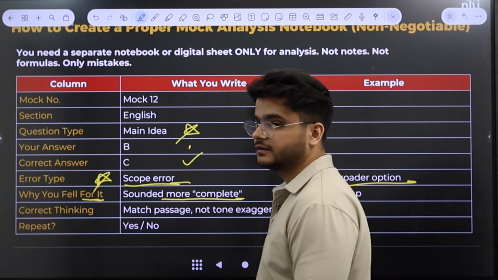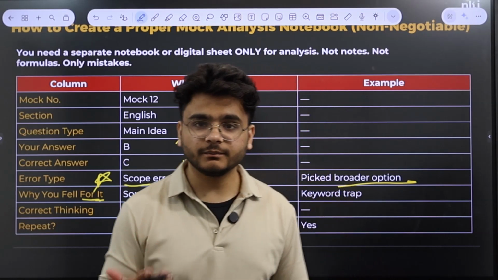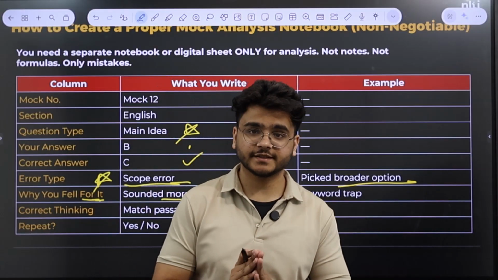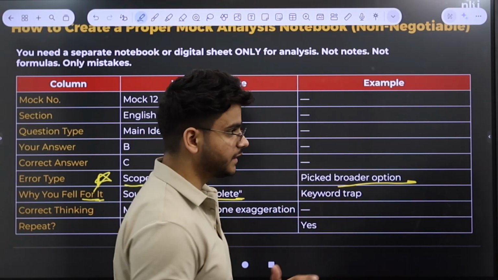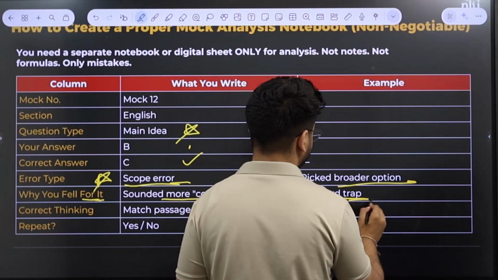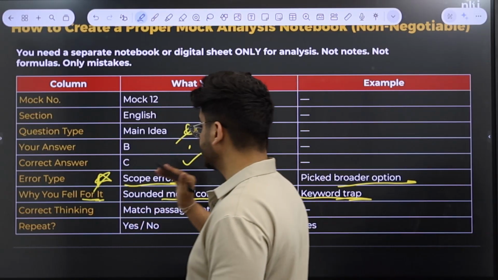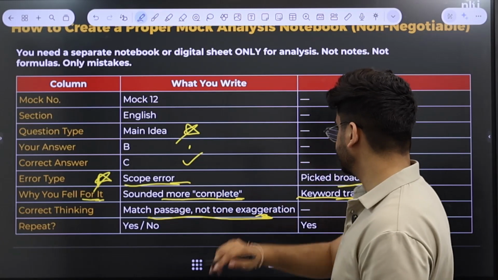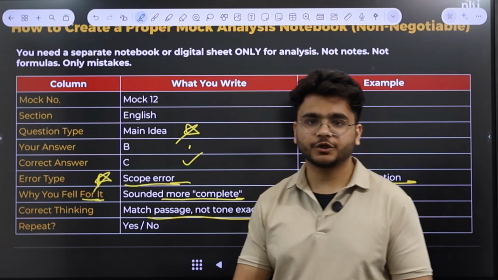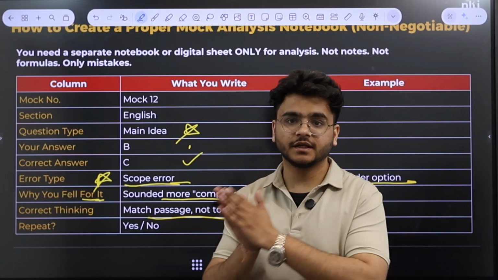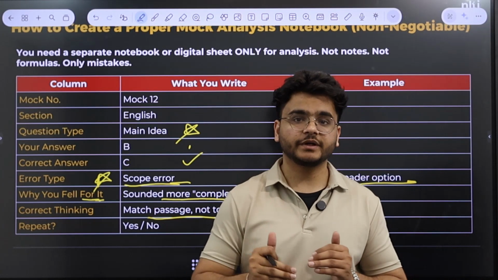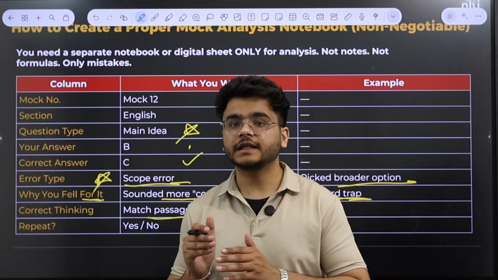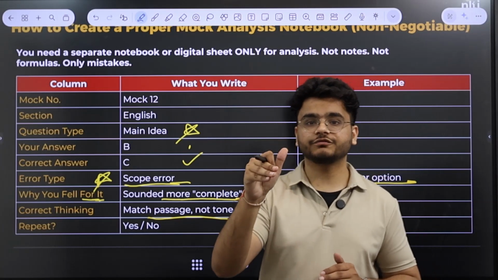Did the broader option sound more complete to you than the narrower one? If the analysis is also not making sense to you, discuss it with the English faculty that is teaching you. Was it a keyword trap? Then the correct thinking process is to match the passage, not tone exaggeration. So you've got to match the correct answer with the passage and try to make sense of it, that is, why did the author choose this particular option. So you've got to align your thinking process with the thinking of the author.